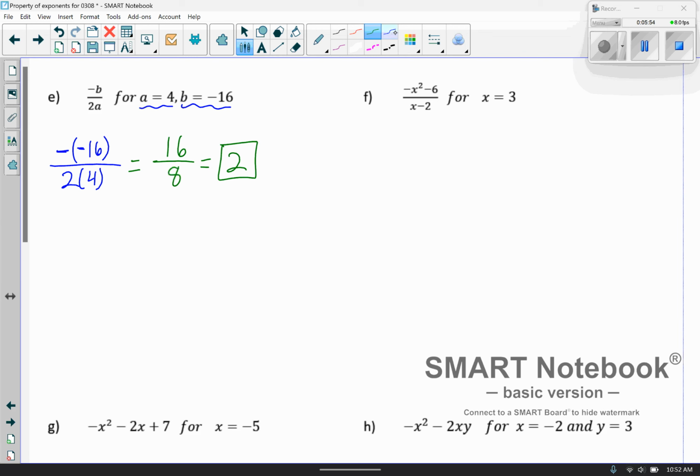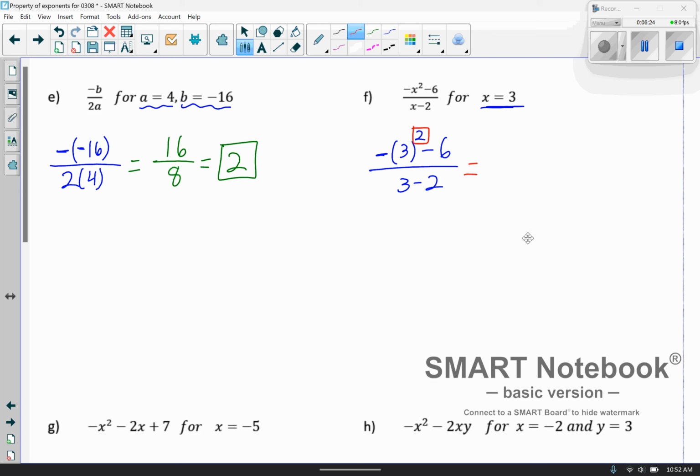Okay, on F here, this is kind of interesting. So I have negative x to the power of 2 minus 6 divided by x minus 2, and for x, we're going to substitute a 3 in. So we're going to have negative, and then parentheses, I'm going to substitute that 3 in, then minus 6 divided by 3 minus 2. And so once again, order of operations, we'll take care of that exponent first right here. So that negative is not actually part of that.